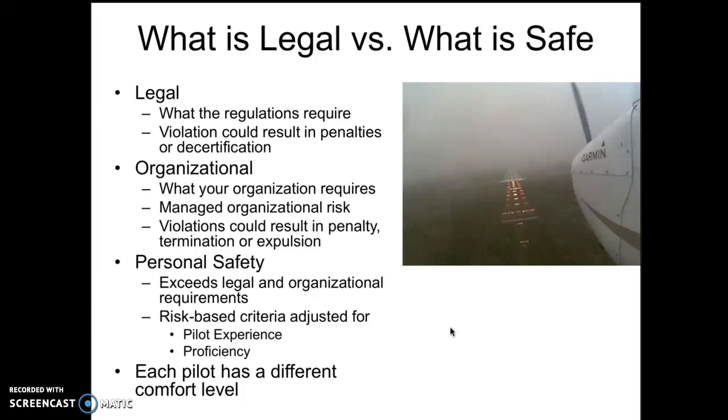For example, termination from the Polk State Aerospace Flight Program. Safety is really risk-based, and each pilot's going to have a different level of minimums based on their experience and their own acceptance of risk.